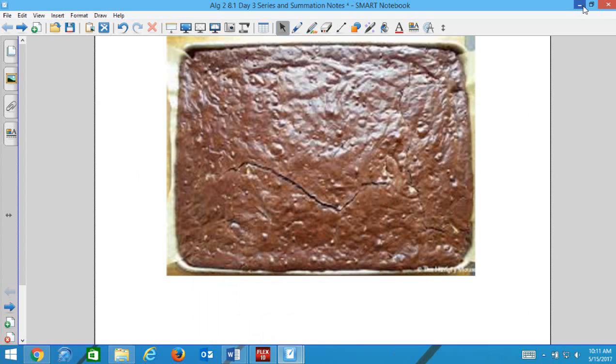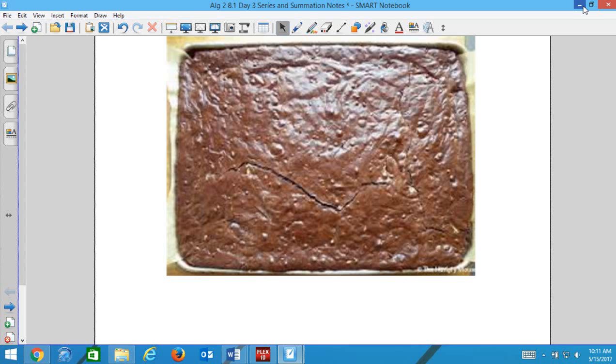Okay, when we were first doing exponential, we talked about the same problem. So I do have a brownie problem. I made a whole pan of brownies. I got really hungry. They looked so good, but I didn't want to eat all of them. So I only ate half.